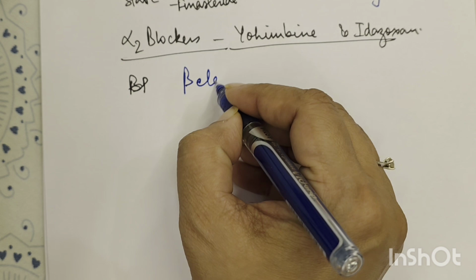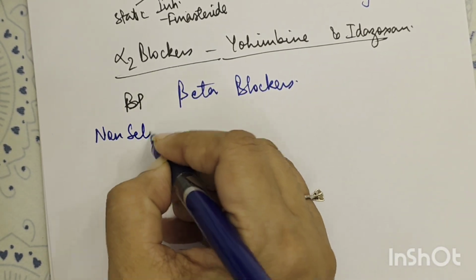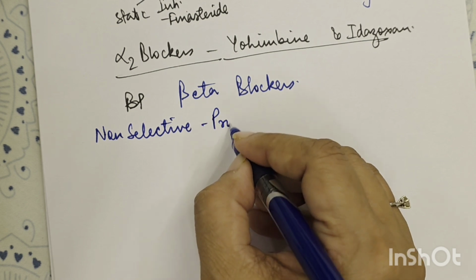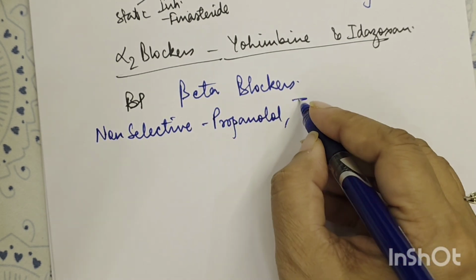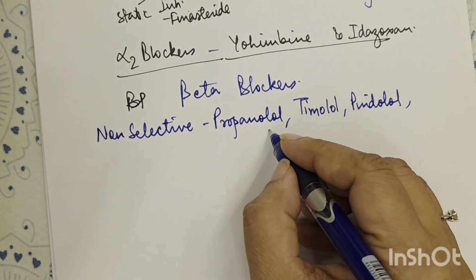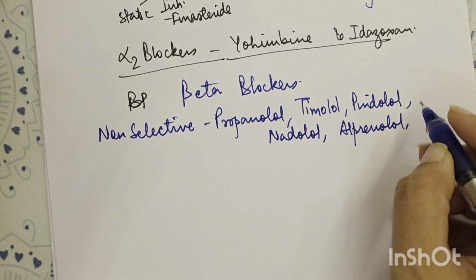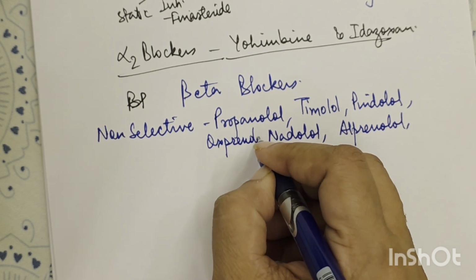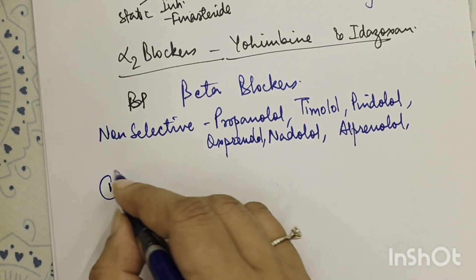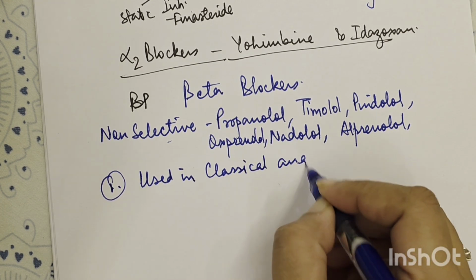Moving on to beta blockers. Now in beta blockers, the non-selective drugs are propranolol, timolol, pindolol, nadolol, alprenolol, oxprenolol. Okay. Now these drugs, the non-selective ones, they are used in classical angina, right?